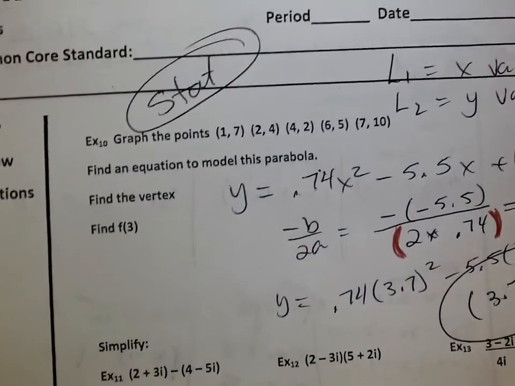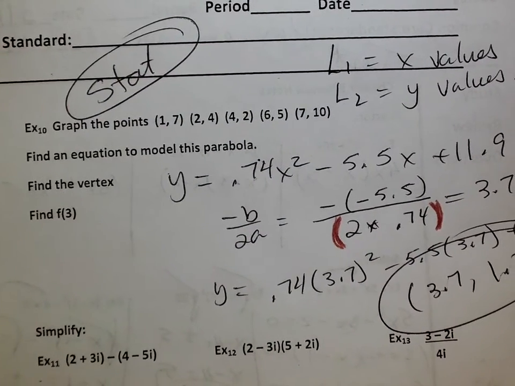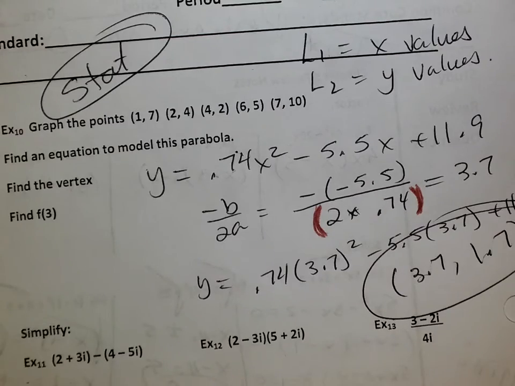So then, lastly, find f of 3. How can you do that? That should be easy. F of 3, what do you do? Put 3 in for x. Just put 3 in for x, right?